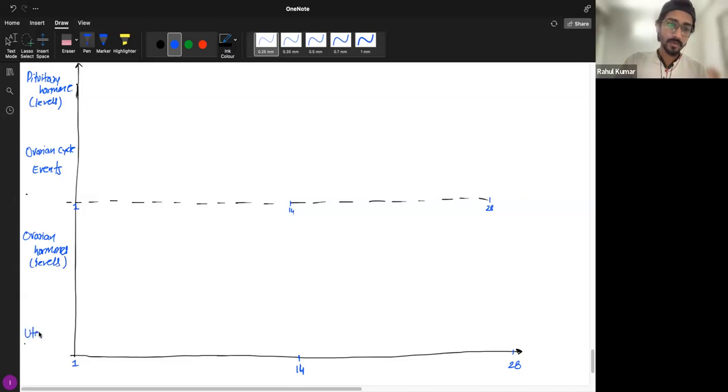And because of these hormones, what is happening at the uterus? So I will call it uterine events or uterine cycle. Okay, is it clear? Okay, let's start. So first, I will also draw a line here.